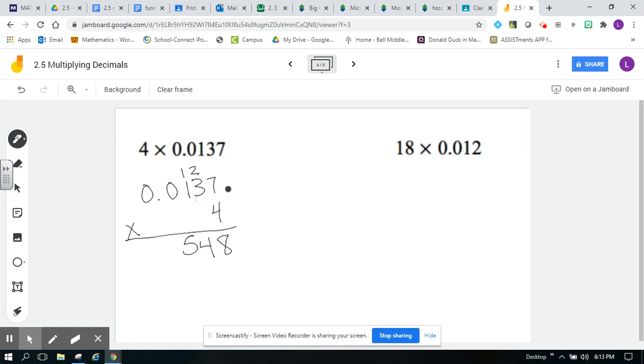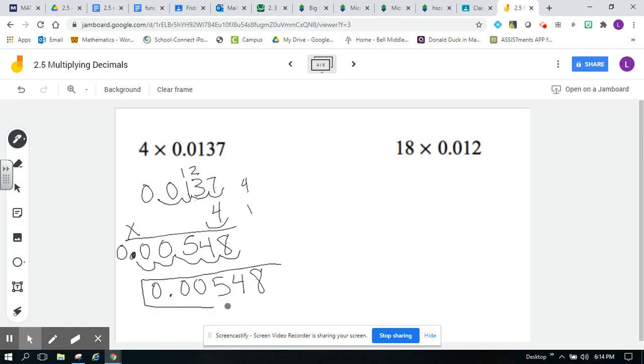Now that I'm done with the numbers, I'm going to count the decimal places. 1, 2, 3, 4, and 1. So there's 4 and 1, so there are 5 decimal places. 1, 2, 3, 4, 5. That's where my decimal goes. I put a 0 out in front. I have to fill in with zeros. So the algorithm to this is not that difficult. The important part was that you understood why this was happening, and we did that in class. This is the algorithm.